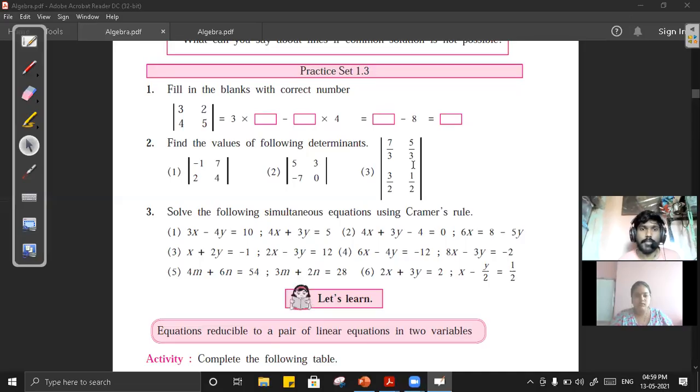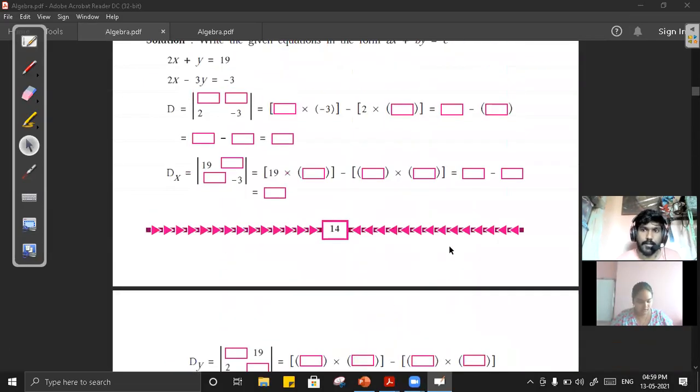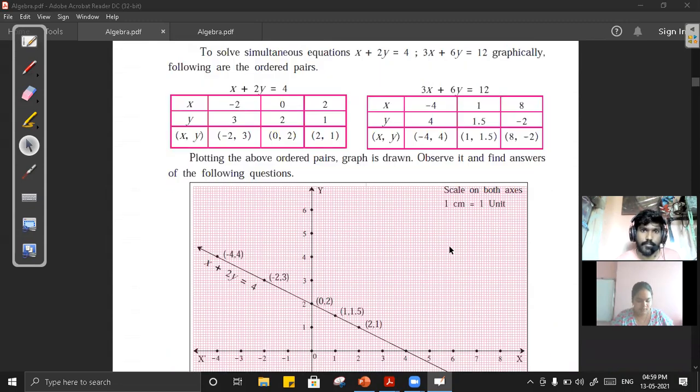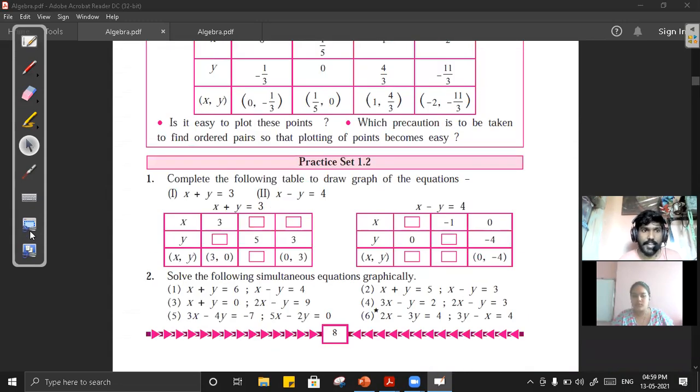Okay, now from practice set 1.2, will you be able to do the first activity on your own? What about the 6th question? Is there a star on it? It's on the same page, 8th question. I'll have to solve and see why there's a star on it. The star ones are usually considered a little bit difficult.